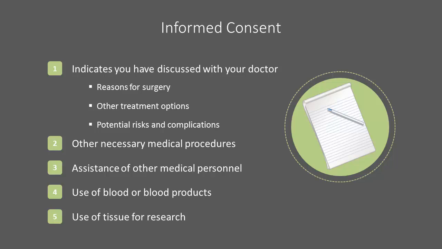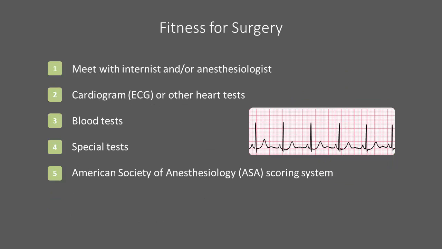Prior to surgery, you will meet with an internist and/or an anesthesiologist to precisely determine your fitness for surgery. Through an interview, examination, blood tests, a cardiogram, and possibly other special tests, these doctors can rate your degree of surgical risk using a variety of scoring systems, such as the American Society of Anesthesiology or ASA scoring system.